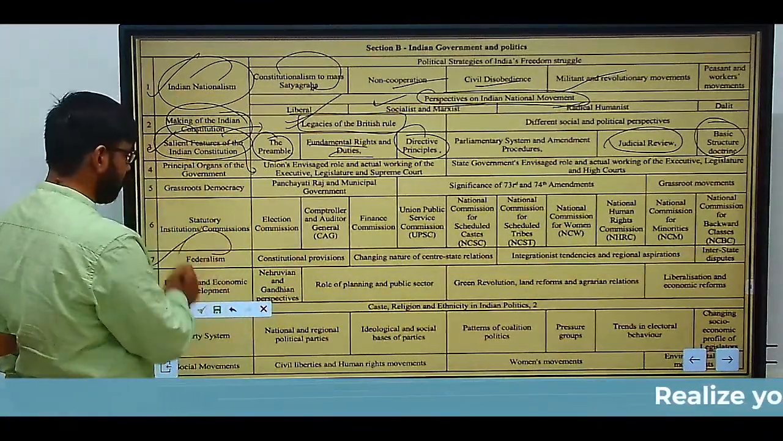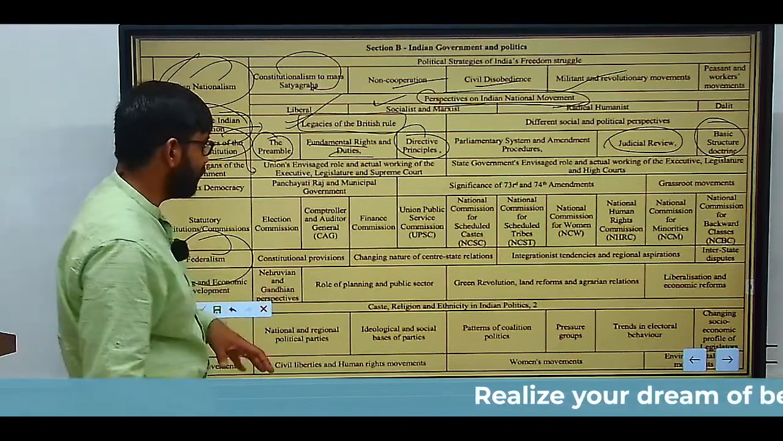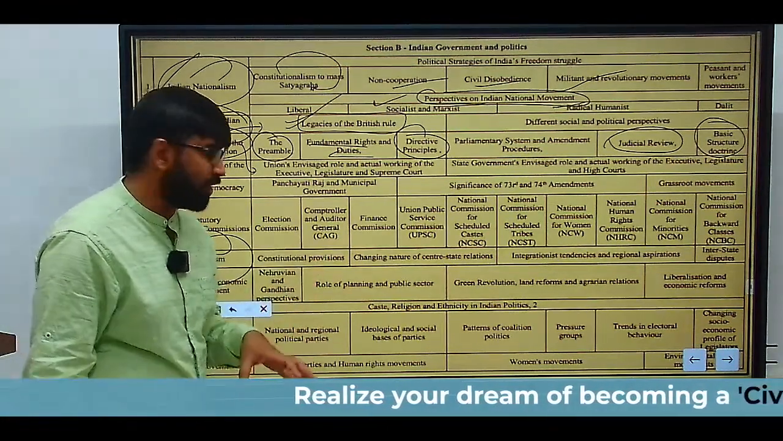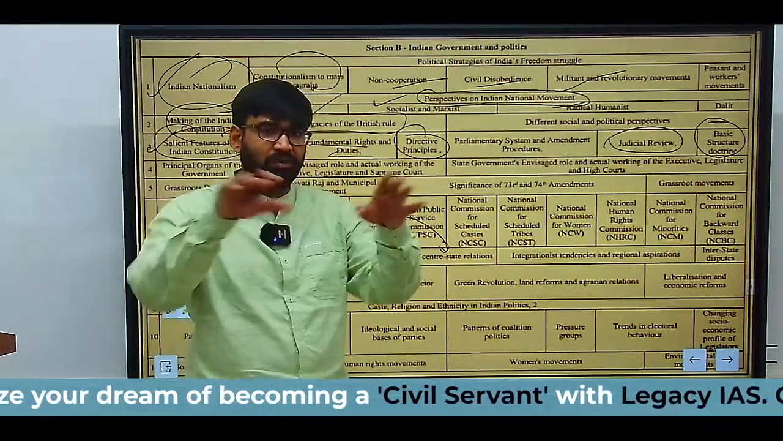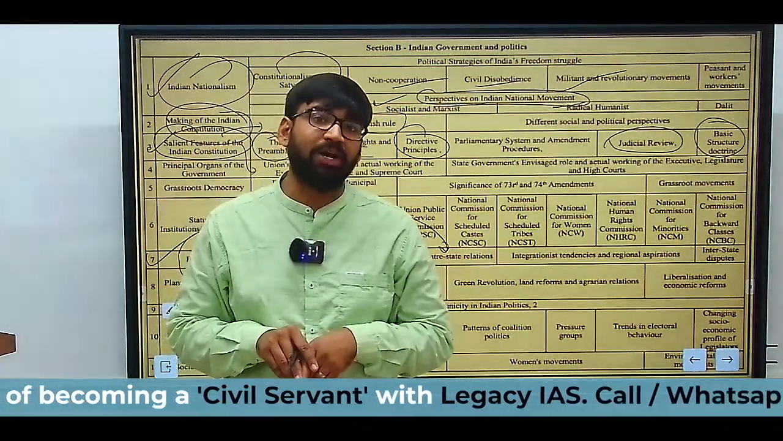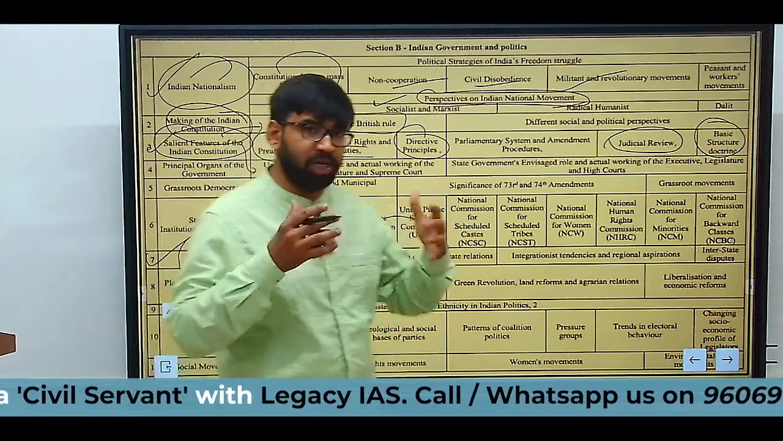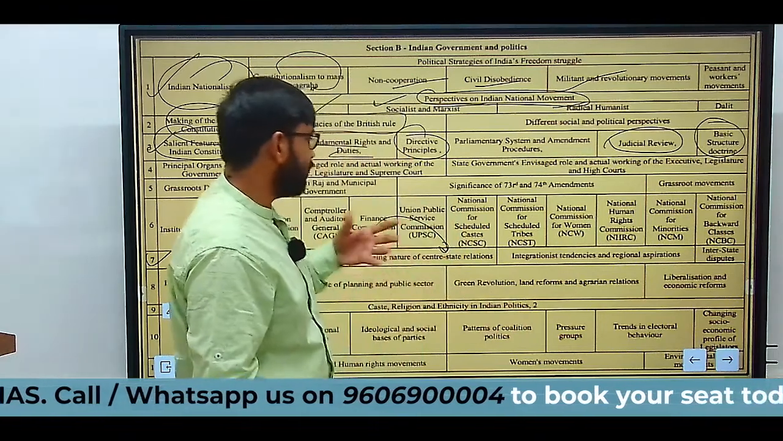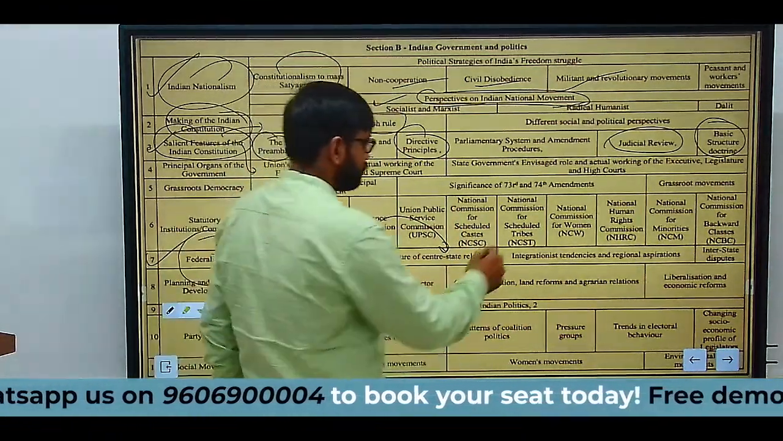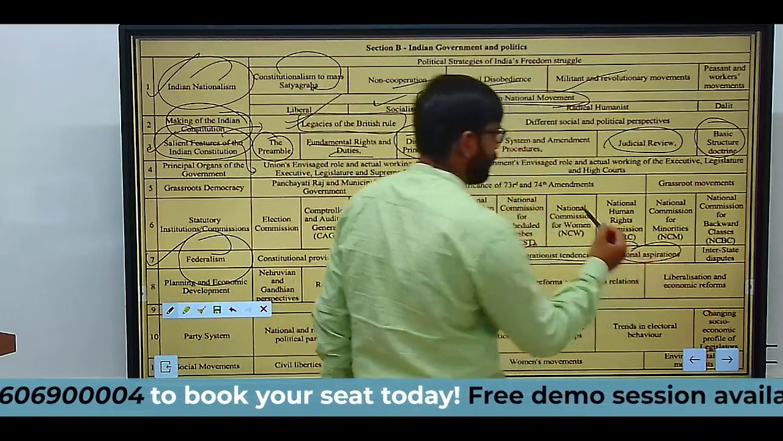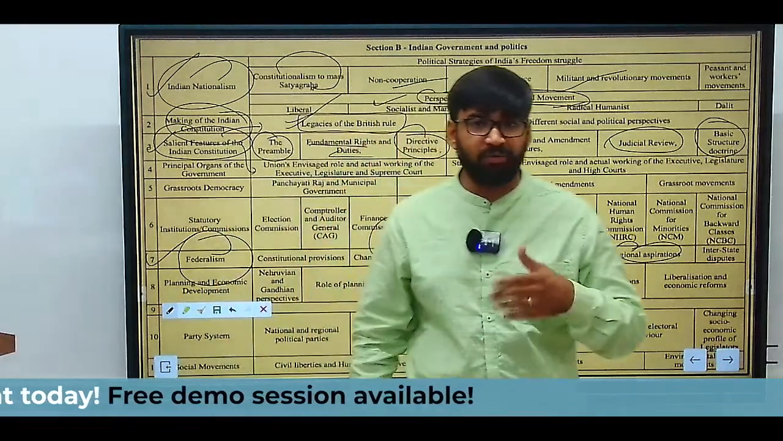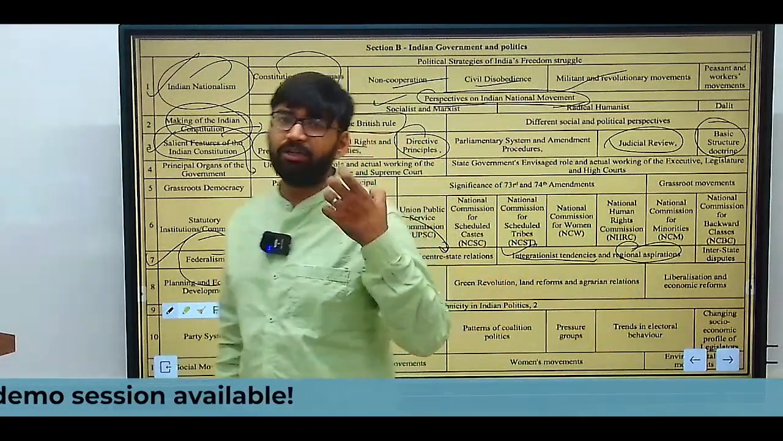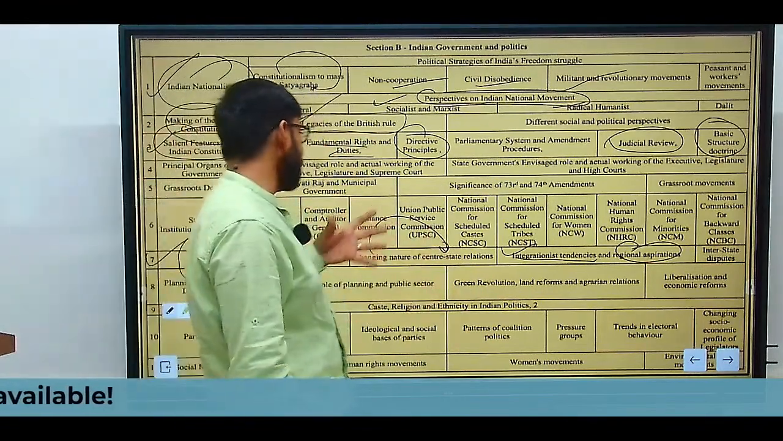As you can see here, the concept of federalism is given under a different chapter. So what are the constitutional provisions of federalism? What is the changing nature of center-state relations? In center-state relations, there is a concept called cooperative federalism. So today there is competitive federalism and cooperative federalism. These different topics are there. Then integrationist and regional aspirations, then interstate disputes. As you can see, river water disputes are there between different states. Clear? So these things we are going to discuss.